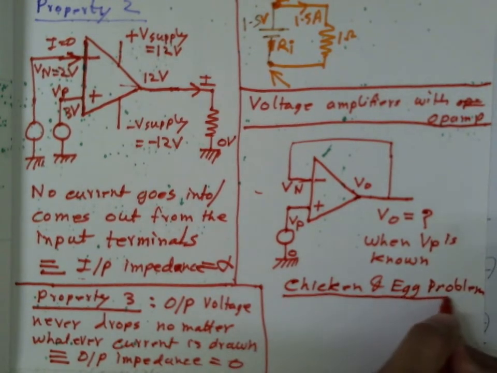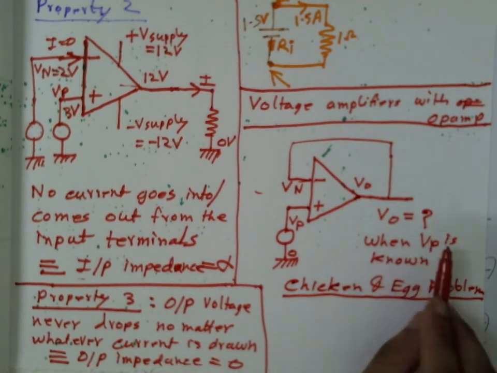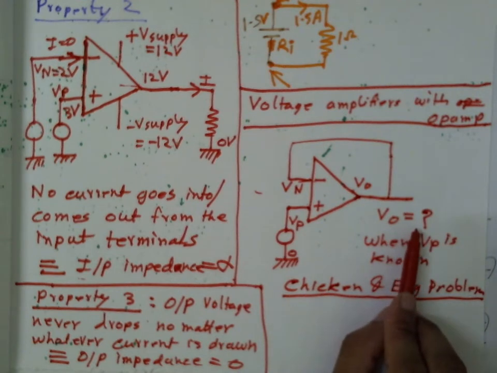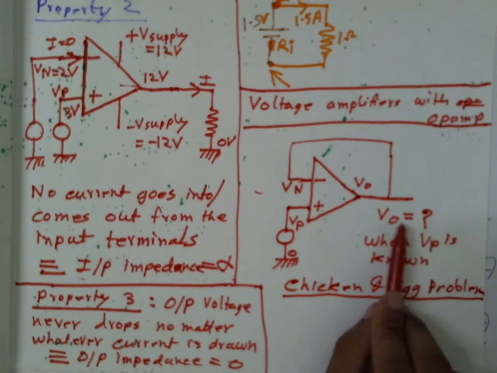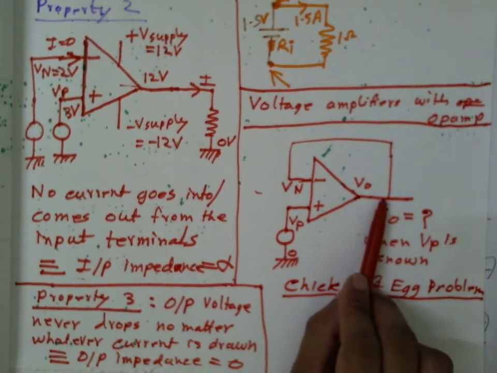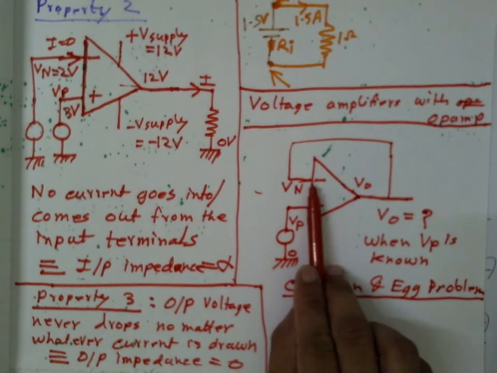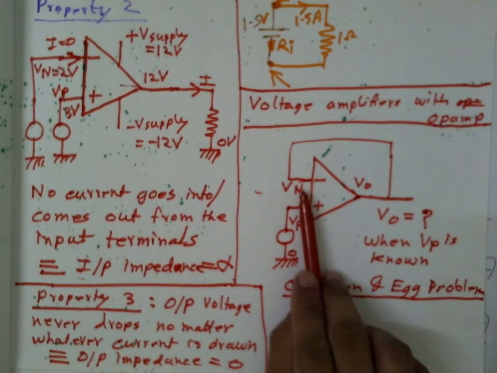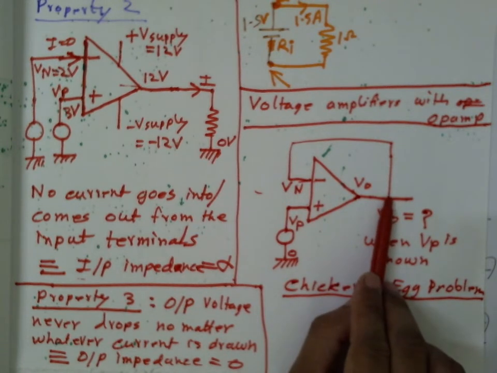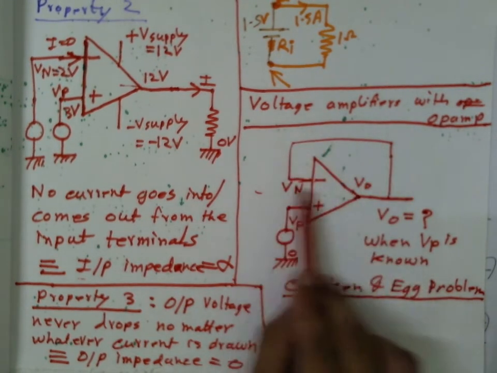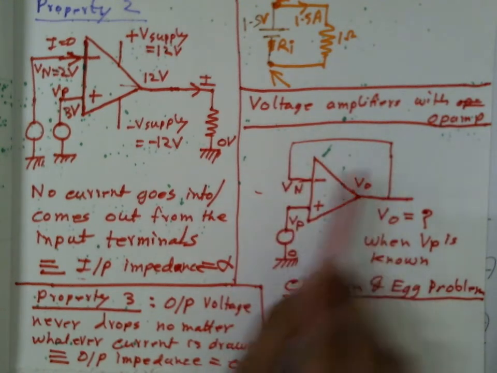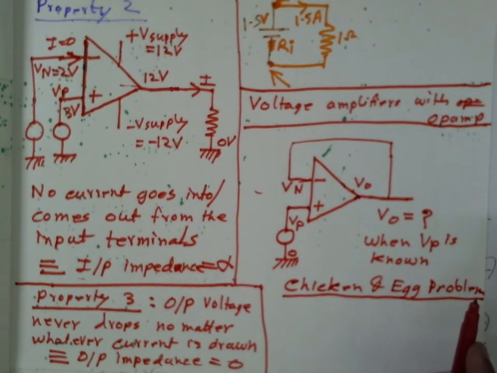So this is a chicken and egg problem. Right? So the question that I ask, what is the output voltage? But I cannot say that, because to know output voltage, I need to know the two input voltages, and one of the input voltages depends on the output voltage itself. These two should always be the same. They are short circuited, connected. So how do I get the answer? That's what we are going to look at.